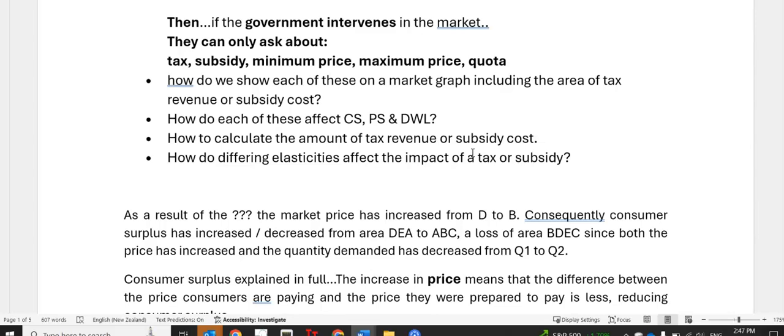So for me, I would just practice every single graph. There's only 5 there. Practice them. Practice drawing them. Practice drawing the change. Practice finding the new consumer and producer surplus. Practice finding the deadweight loss, and so on.